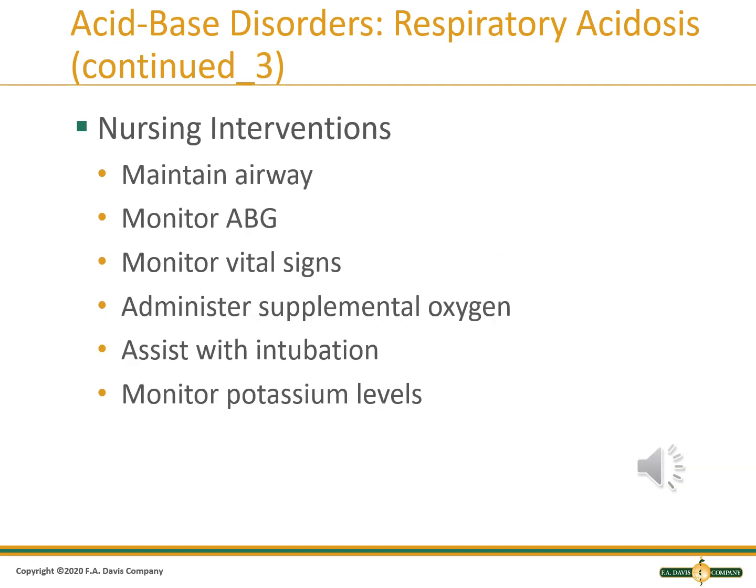Nursing interventions for patients with respiratory acidosis include maintaining the patient's airway, monitoring ABG levels, monitoring vital signs, especially respiratory rate and depth, administration of supplemental oxygen, assisting with intubation if necessary, monitoring potassium levels, administration of sedatives cautiously, and providing patient reassurance and teaching as needed.